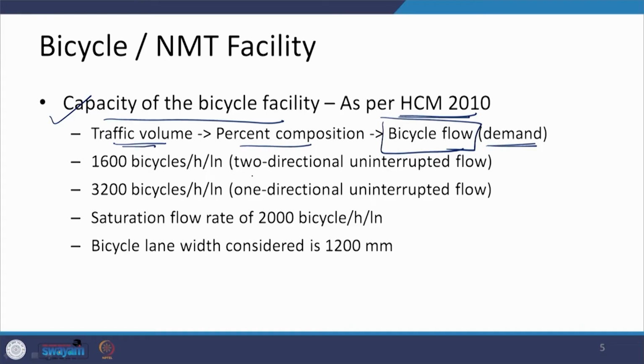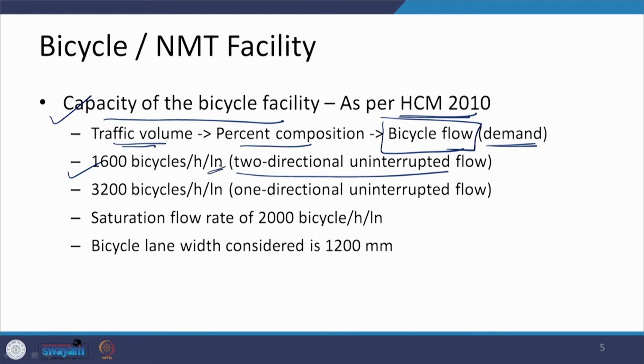In that direction, it says that if you have a two directional uninterrupted flow condition, then the value is taken as 1600 bicycles per hour per lane, and when we talk about this lane, it speaks of a 1.2 meter wide lane.